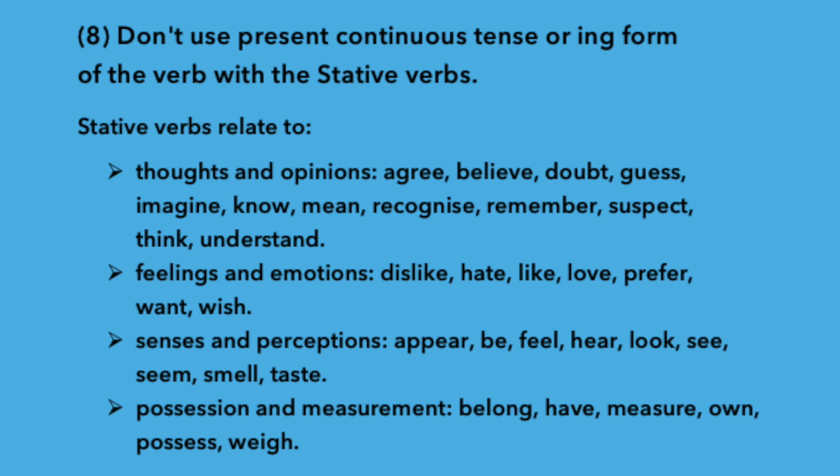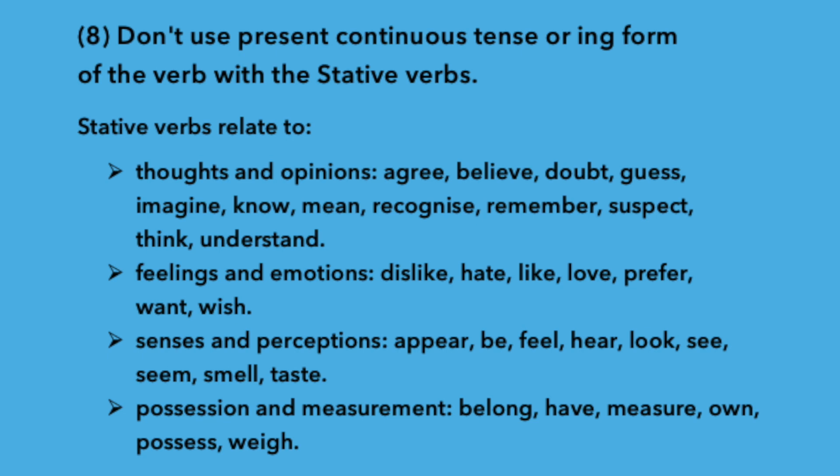Then the other categories, possession and measurement: belong, have, measure, own, possess, weigh. We don't say I am belonging, he is belonging, they are having, or they are measuring, they are owning, they are possessing, they are weighing. We don't use the ing form of these verbs in the present continuous tense. Sometimes we use some stative verbs with the ing form. We can learn more about stative verbs in the coming classes.